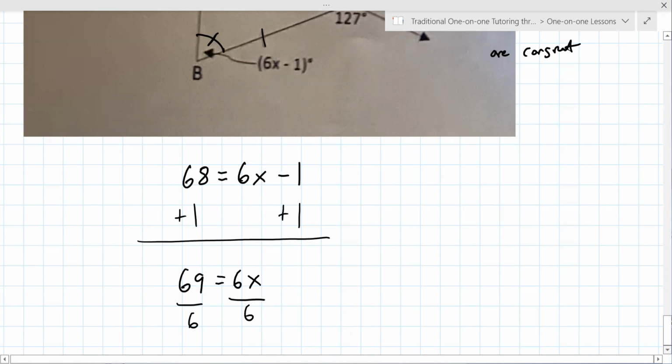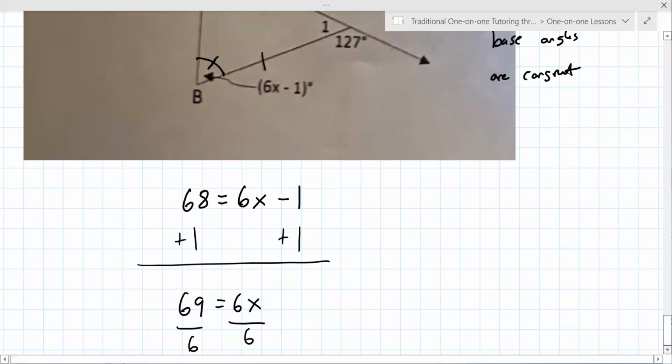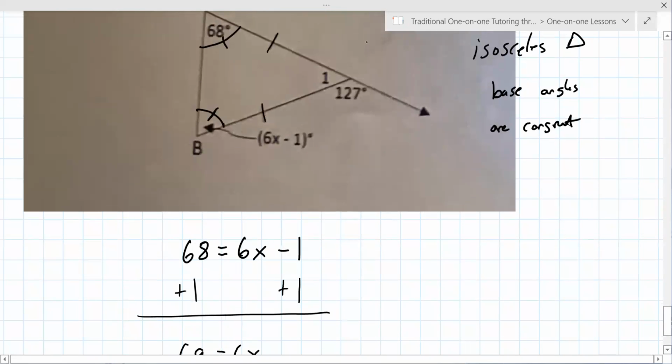Now this time it actually does not go in evenly. Not sure why they chose this, but they did. So this time you get a fraction or a decimal here. The 6 is not divisible into 69. So it's 10.7. X equals 10.7. Now I'm going to zoom in on this part of the triangle and redraw it here.